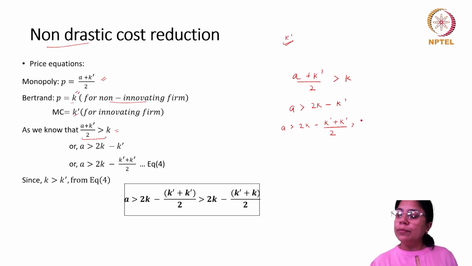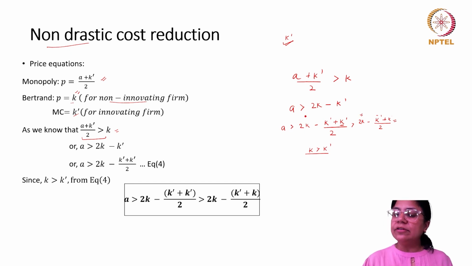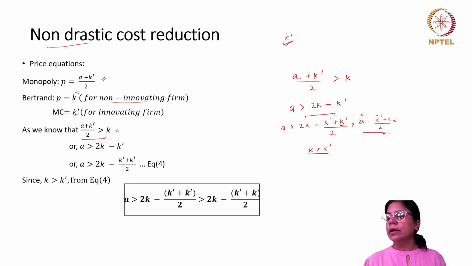This term is always going to be greater than 2K minus K prime plus K by 2. Why? Because here what we have added to K prime is K prime. On the other hand, here we have added K to K prime. And we know that K is greater than K prime. So if we add a bigger number here, both the sides are being divided by 2 only. That means as the numerator becomes large, we will be subtracting a larger number from 2K. So this term in that case is going to be greater than this term.